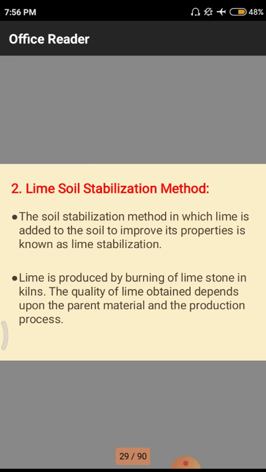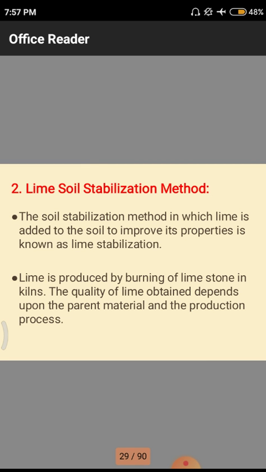And how do we get this lime? Lime is produced by burning limestone. Limestone is a naturally occurring resource, so we have to get that limestone and burn it in the kilns, not clay. Clay is also a material like limestone. We have to burn that limestone in kilns.